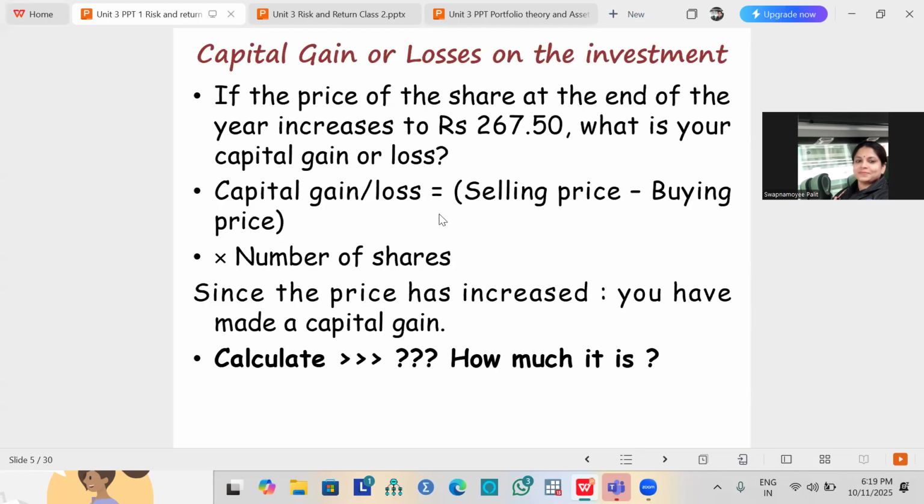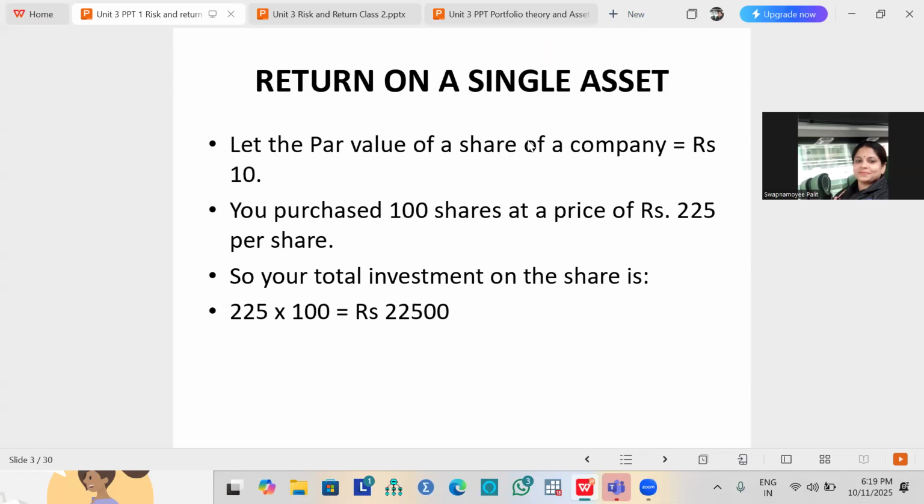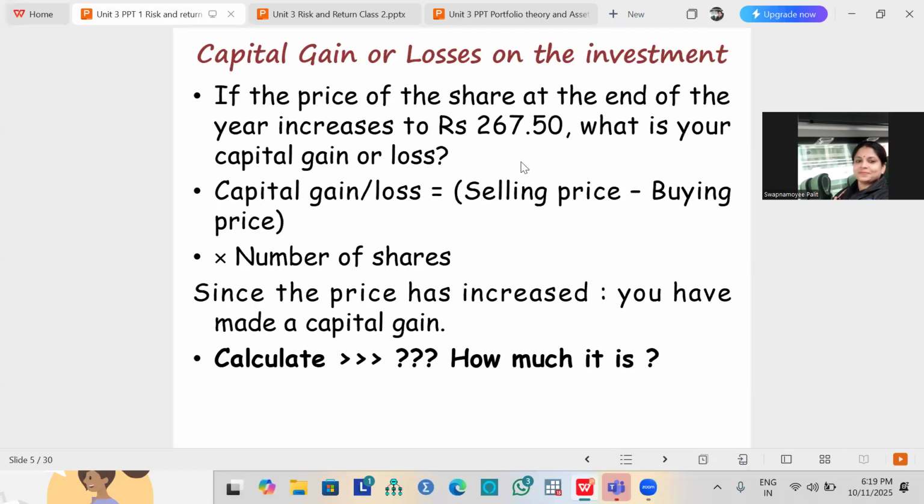Now you have the other component. One is your dividend yield, then the other component is your capital gain or losses on the investment. Remember you had purchased it at 225. Now suppose the price of the share at the end of the year increases to 267. So what is your capital gain or loss? You can see the formula on the board: selling price minus the buying price, into the number of shares, which in this case is 100.